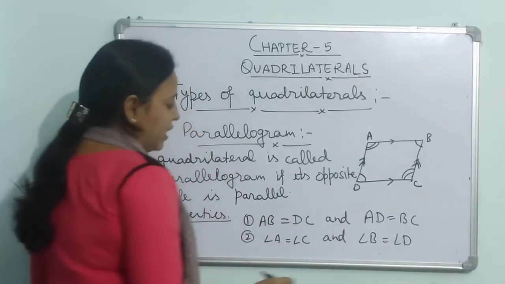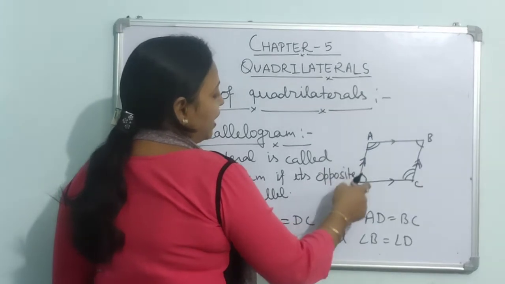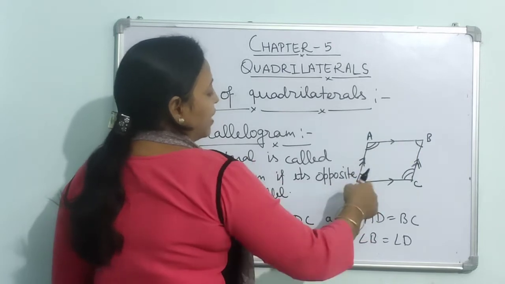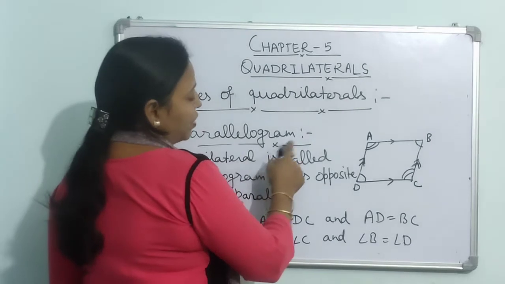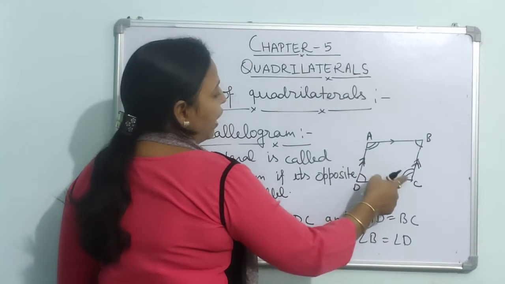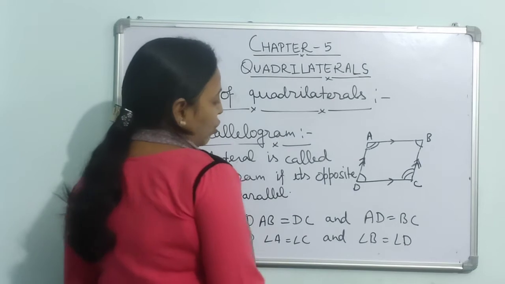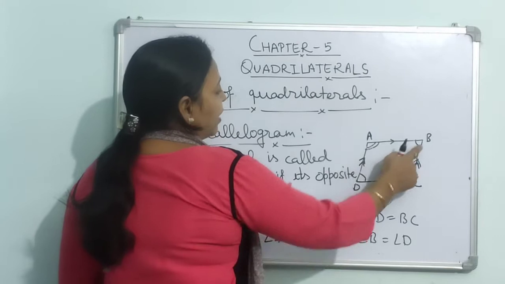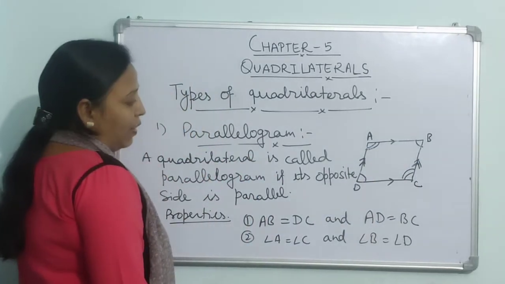The second property is its opposite angles are also equal. Here you can see angle D is equal to angle B. These two angles are known as opposite angles, and these two angles are equal to each other in case of parallelogram. This is the property of parallelogram. And angle A and angle C, these two angles are known as opposite angles, and these two angles are also equal. So the two properties which we have discussed just now, that the opposite angles are equal and the opposite sides are also equal in case of the parallelogram.